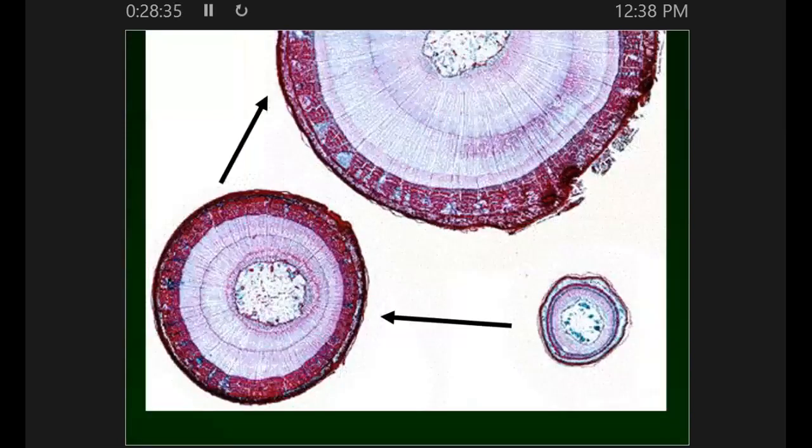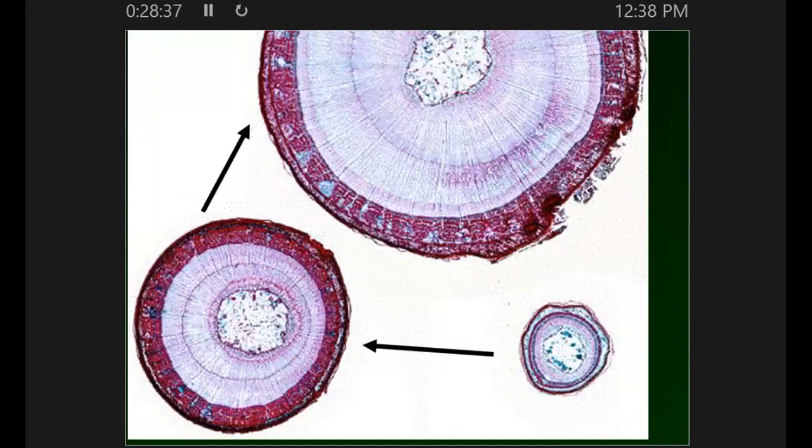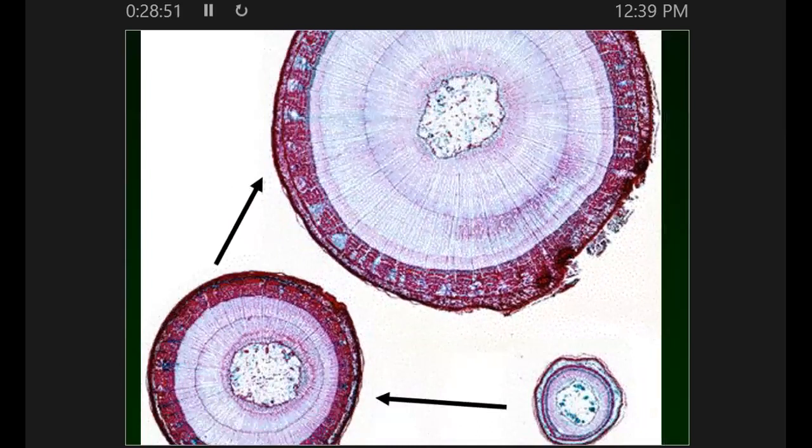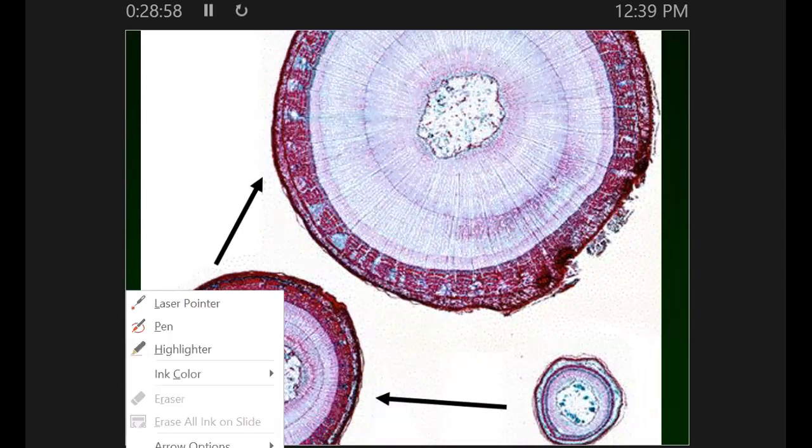So this is an image. The bottom right is a cross section of a stem of a younger tree. And then you can see what they're trying to show is, as it grows, what's happening inside that tree trunk. And the vascular cambium is the location where you see this shift from the lighter purple area into the dark pink area. So let me get my laser pointer.